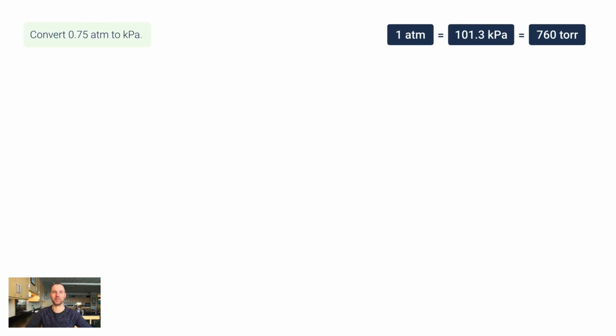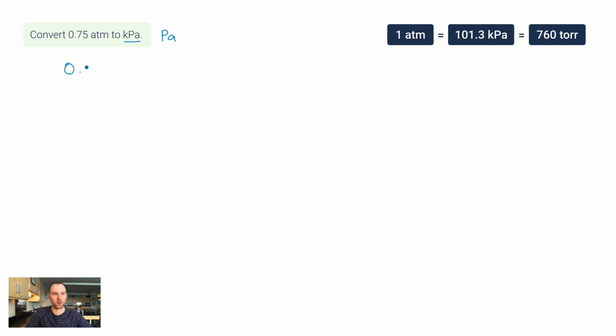So let's do a couple example problems. This one says convert 0.75 atmospheres to kilopascals. I just wanna point out that this here is not a typo. Pascal is a Pa. Kilopascal is 1,000 pascals. So the front k there is lowercase to represent kilo, but then the P is capitalized. So it's important that you recognize that.